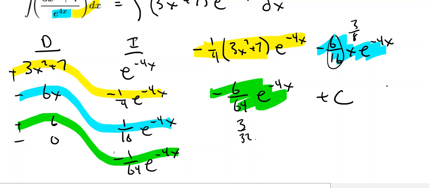All right, that is integration by parts with algebraic and exponential terms that are being multiplied together as a product. In the next video, we're going to take a look at what you do when you have logarithms.